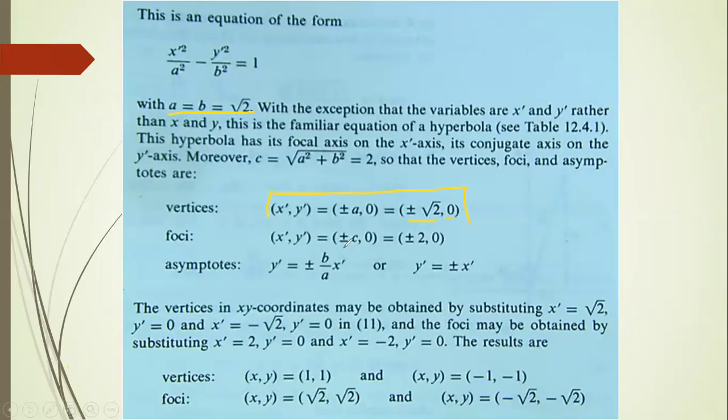For the foci, we have plus or minus c, 0, so we have plus or minus 2. And for asymptotes, we have y is equal to plus or minus b over a x, or we could say y is equal to plus or minus x prime. Using these, we would have seen that we have gotten our vertices, which is 1, 1, our foci, which is root 2, and again, our vertices, which is negative 1, 1, and our foci, which is negative root 2, negative root 2.